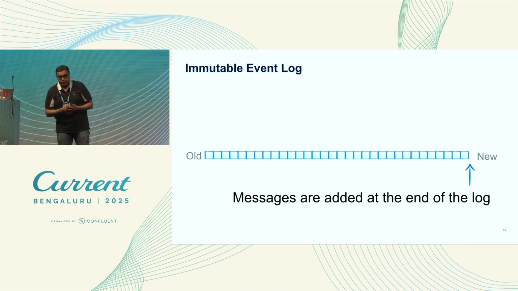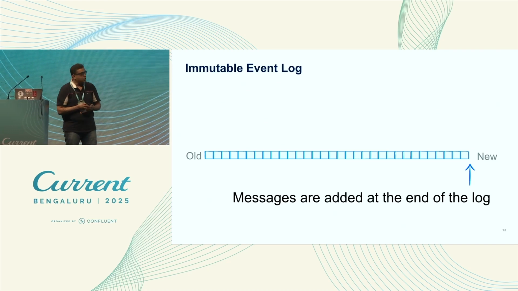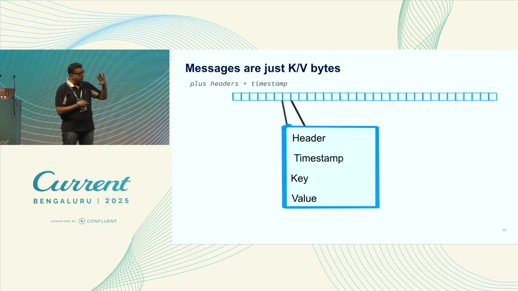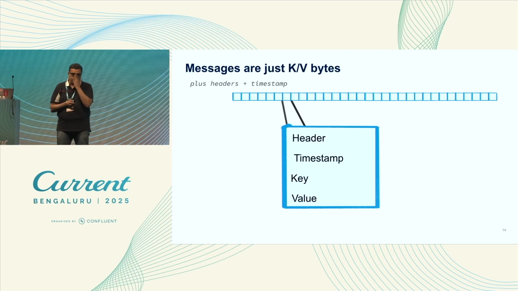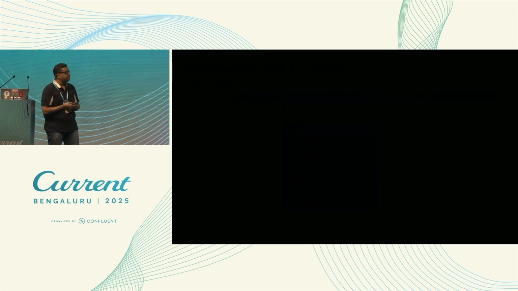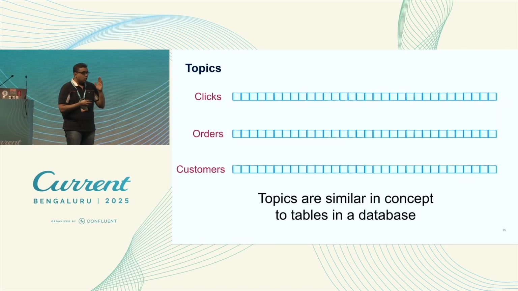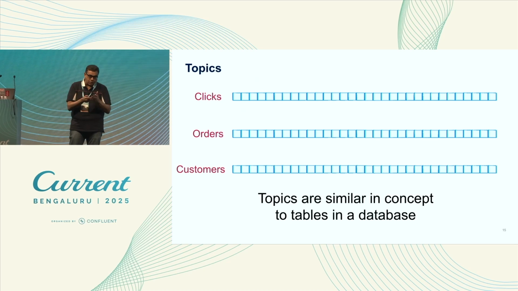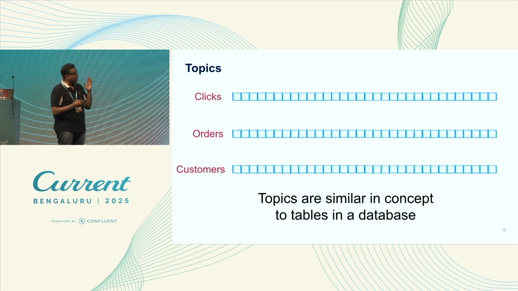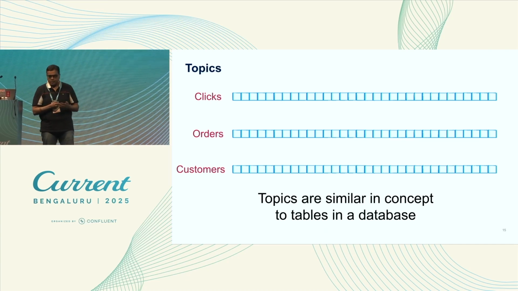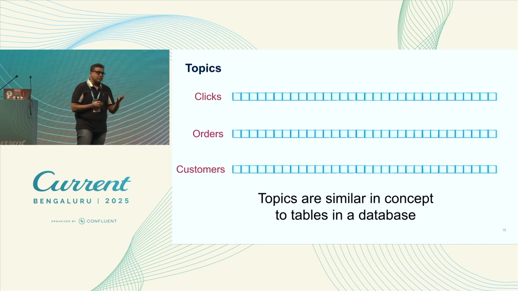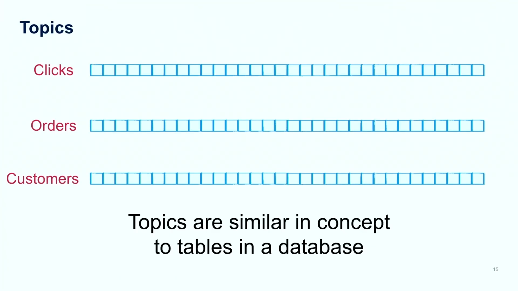Why is it fast? Because the insertion is O(1). Each message has roughly a header, a timestamp, a key, and a value, while the mandatory things are only the value and the topic name, but the rest are pretty important as well. Topics are the namespace isolation contexts within a Kafka broker. Just like database tables, you could have a click, an order, or a customer table. You could have a click topic, an order topic, or a customer topic. Topics are a similar concept to tables in databases.